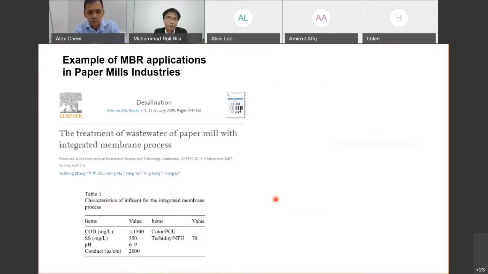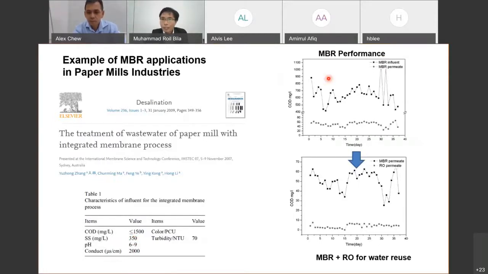I have a last example here for the pulp mill industry. Okay, we have the feed composition here. It has a very high suspended solid, 350 milligrams per liter, and COD is quite high, up to 1500 milligrams per liter. But no worry, the MBR could reduce the COD to a level of 30 to 60 milligrams per liter. And in this study, they not only treat the wastewater, they also reuse it for the process. So you see here, the graph is exactly the same as here. They use the MBR effluent as a feed directly to RO, and by using RO, it can reduce the COD below 10. Okay, this is an example for paper mill industries.